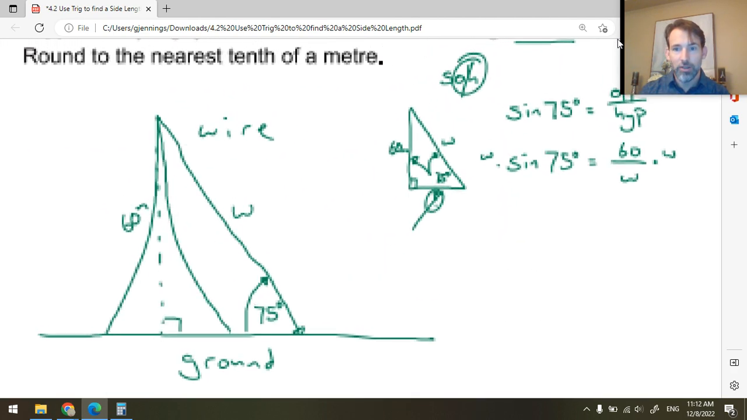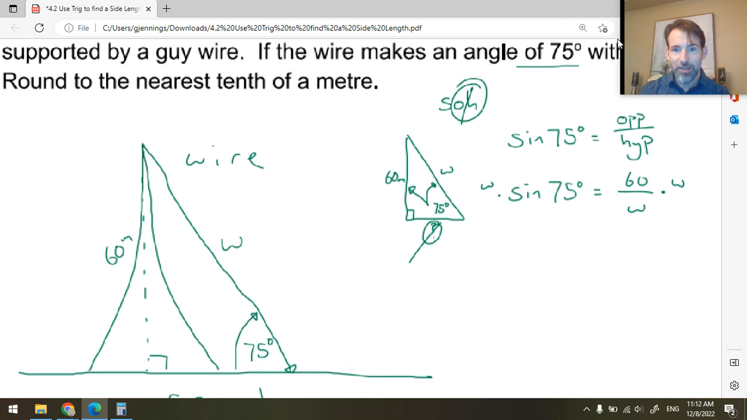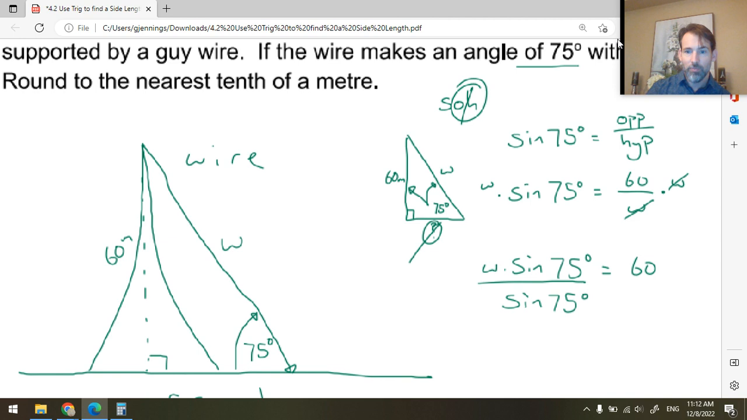That's so weird. I lose my drawing tools when I zoom sometimes. Okay, so we go ahead and multiply both sides by W so that W gets off the bottom. So we have W times sine 75 degrees equals 60. And then we're going to go ahead and divide by sine of 75 degrees on both sides. That's going to isolate W. Okay, so it cancels, and then we have W is equal to 60 over sine 75 degrees.